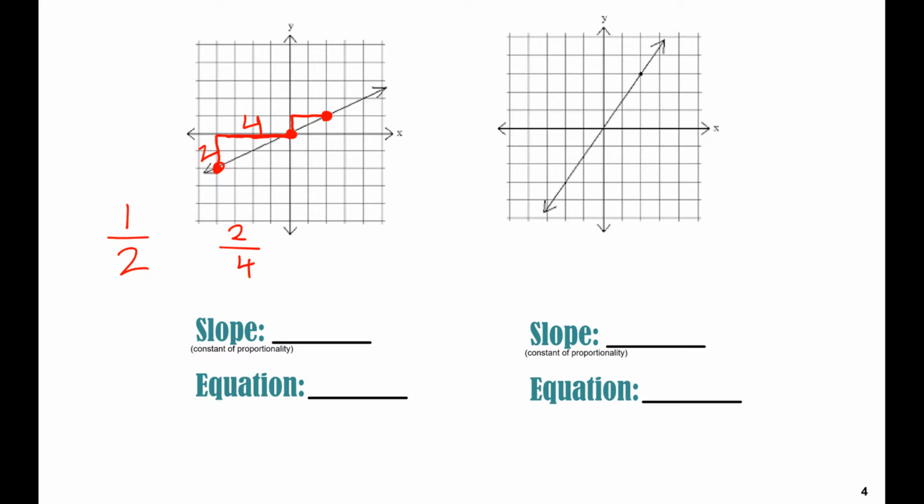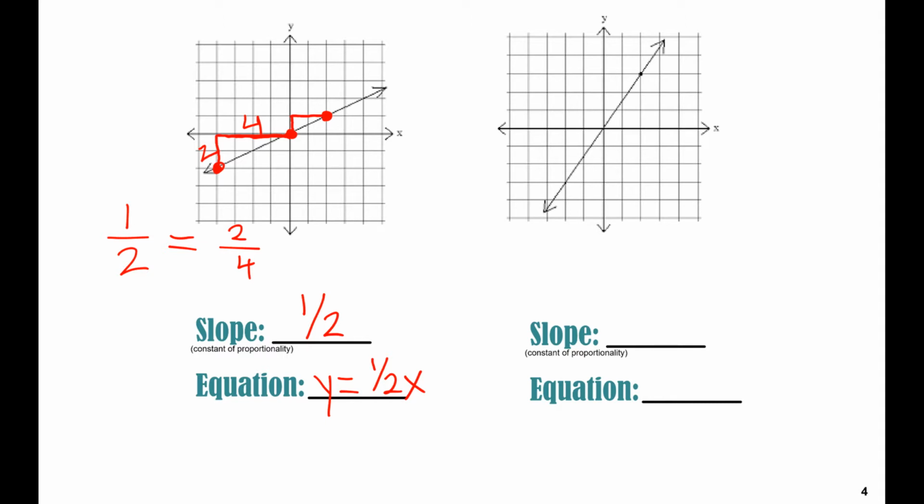So if you notice, these two are proportional. Half is equal to 2/4. 2/4 is just another way of writing half. So when I write my constant of proportionality, or my slope, that would be half. And when I put it into my equation, I get y equals half x.